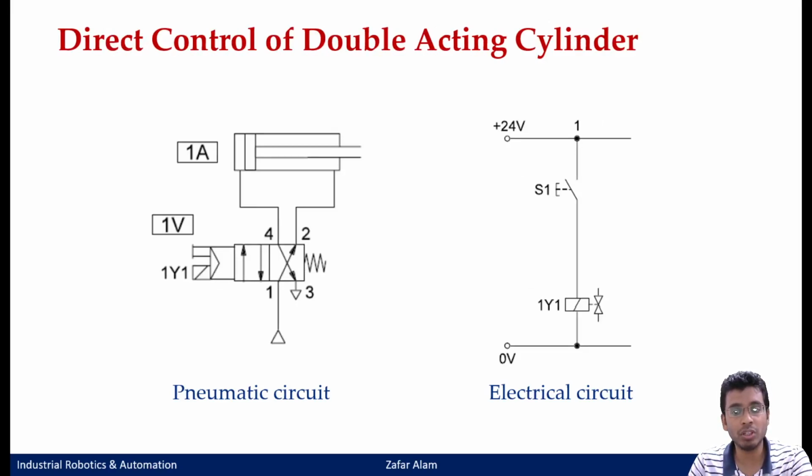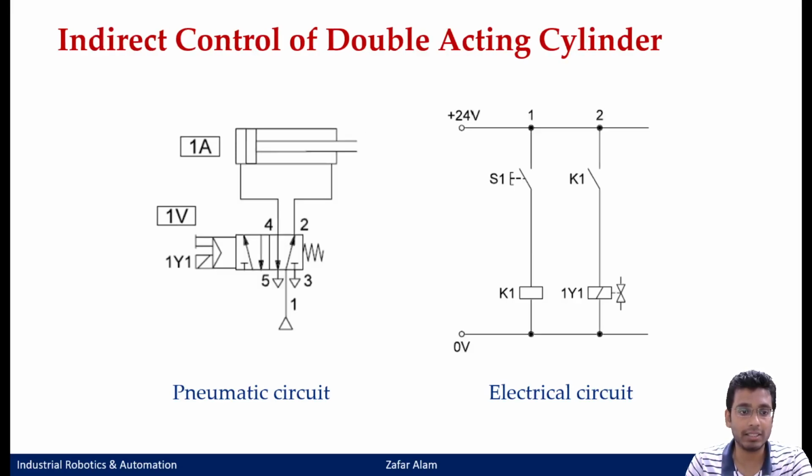We saw how we directly actuated the solenoid valve by pressing a push button for a direct control. For an indirect control, we first actuated a relay and then used its contacts, either its open contact or its closed contact, to actuate the valve solenoid, for the indirect control of single acting and double acting cylinders.